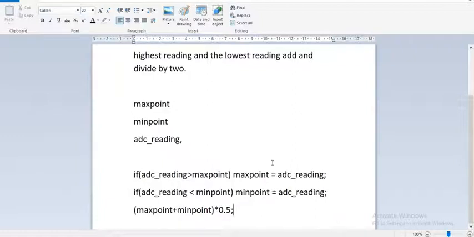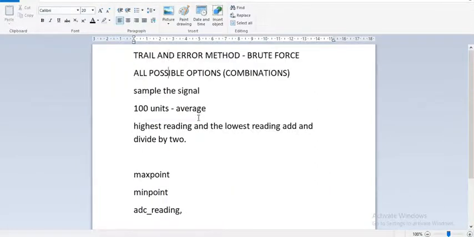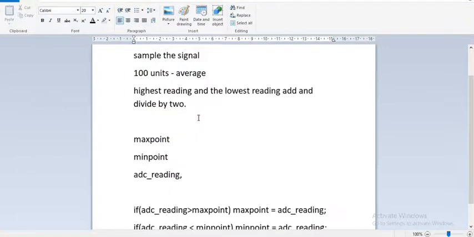So I've just shown you different ways of getting an average reading. That's sampling ADC. First, you can take an average. Then you can also create variables: your max point as unsigned int max point, then your min point, the same, unsigned int, and your ADC reading, unsigned int.